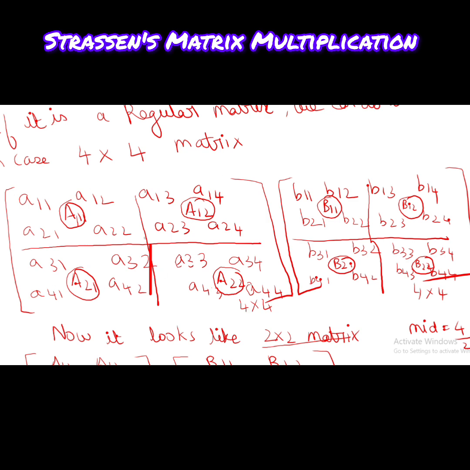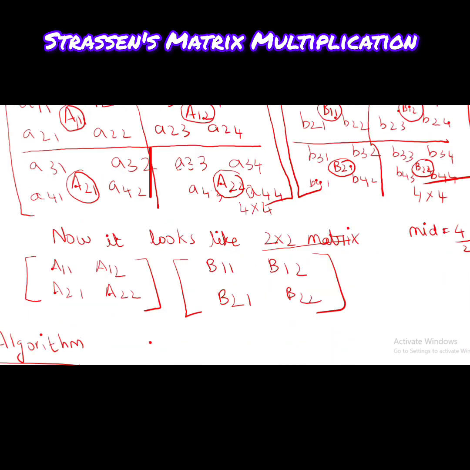Now consider this matrix. I am going to divide it into 2. When I divide it, I get A11, and the matrix becomes A12, A21, A22. Similarly B11, B12, B21 and B22. So now I have broken the matrix into 2 cross 2 matrices. When I break the 4 cross 4 matrix into 2 cross 2 matrices, it looks like this: A11, A12, A21, A22, likewise B11, B12, B21 and B22.